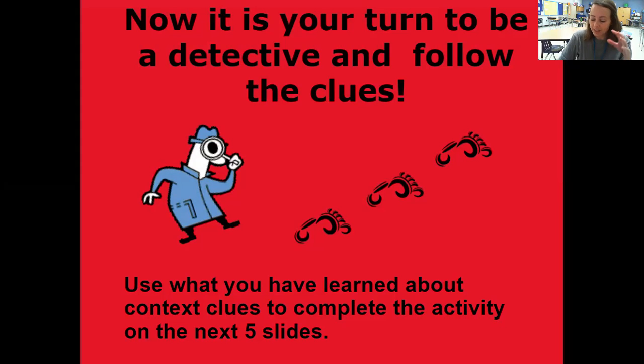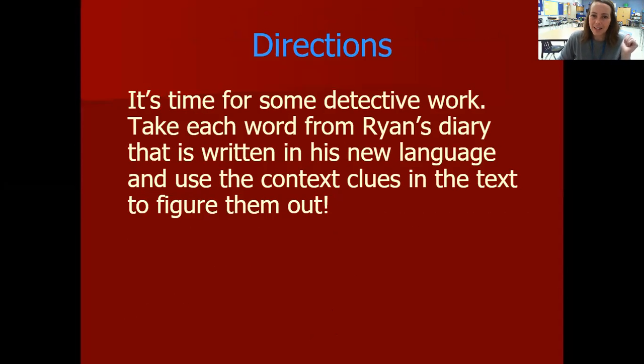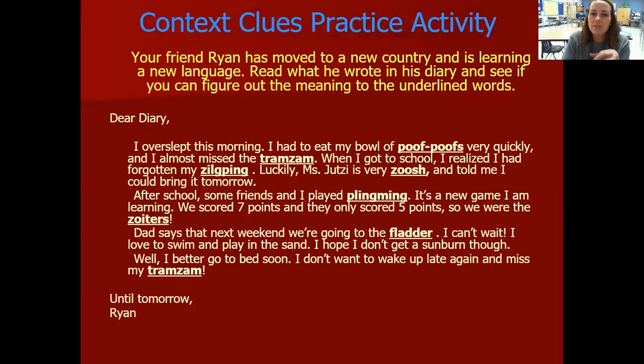So we're going to practice these context clue skills that we've just learned to help us figure out silly sounding words in a text. Okay, so your friend Ryan has moved to a new country and is learning a new language. Read what he wrote in his diary and see if you can figure out the meaning of the underlined words. Okay, so some of these words are going to sound kind of silly as we're reading them, but we're going to use some context clues to help us figure out what these silly words mean. It says, Dear diary, I overslept this morning. I had to eat my bowl of poof poofs very quickly, and I almost missed the tram zam.